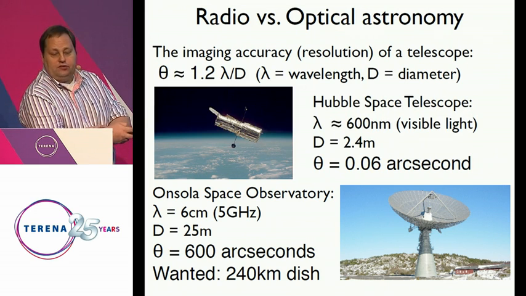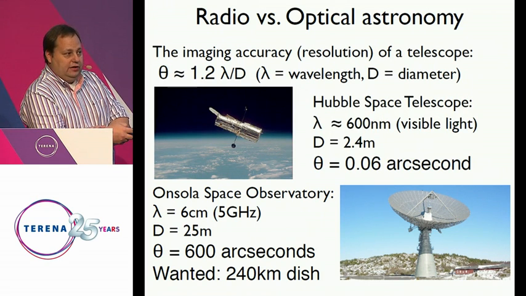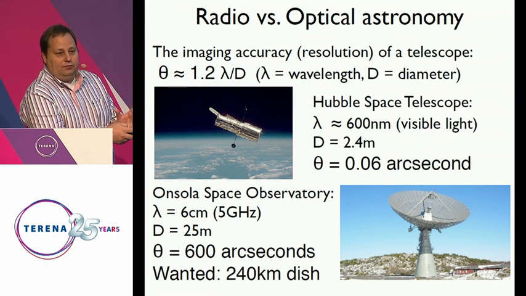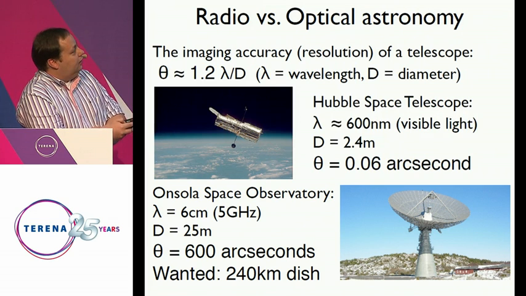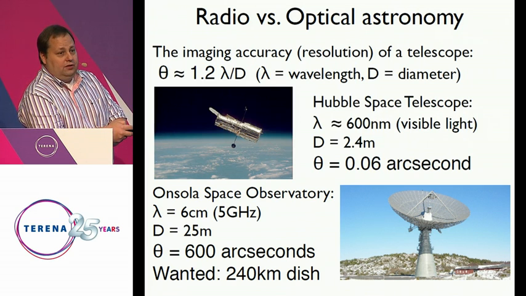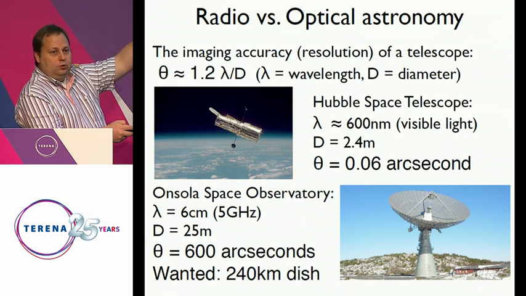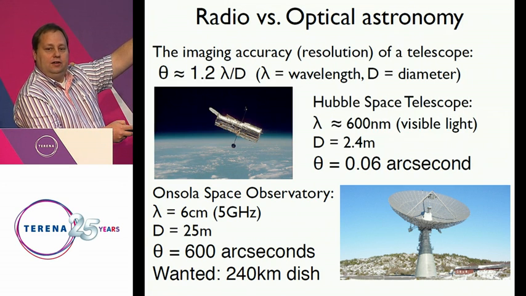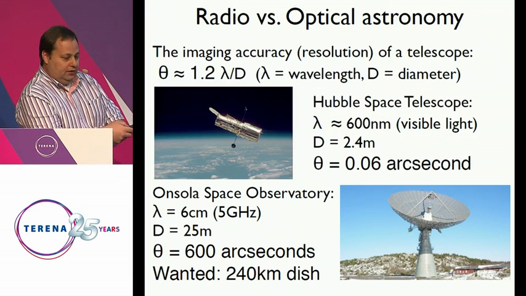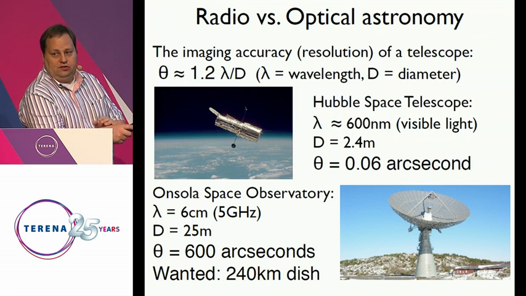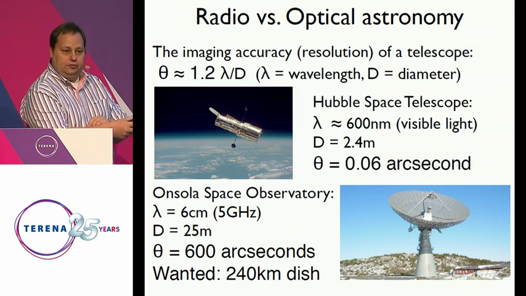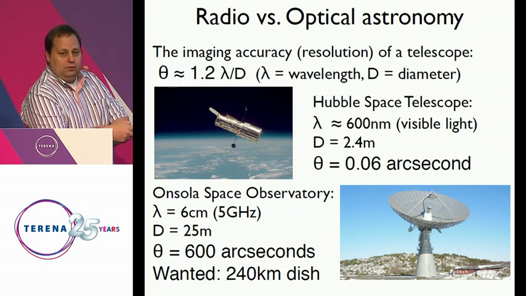The radio telescope is actually 10 times bigger, but the radiation that we're looking at is at a wavelength that is 100,000 times larger. Therefore, the resolution of a single radio telescope is fairly poor. 600 arc seconds, that means that the full moon would only be 3 pixels on the sky. So you have very poor resolution. And if you actually wanted to have comparable resolution in optical and in radio astronomy, you would need, in the same formula, a dish that has a diameter of about 240 kilometers, which is not really possible, of course.